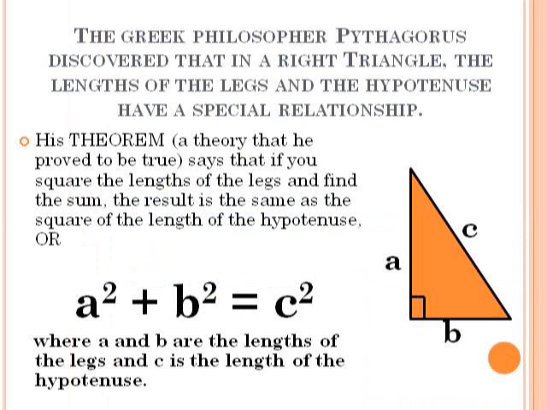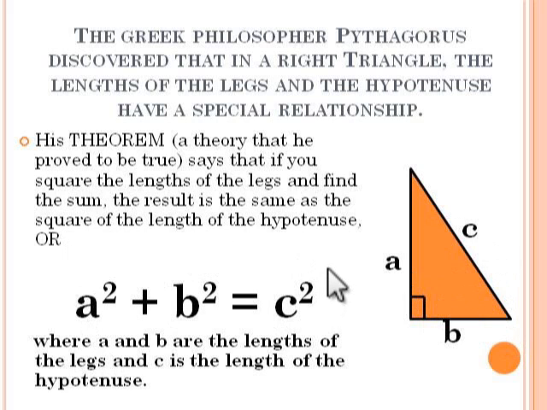Okay, so it says, the Greek philosopher Pythagoras discovered that in a right triangle, the lengths of the legs and the hypotenuse have a special relationship. You should know already what the legs and the hypotenuse of a right triangle are, because you had to know that from your shapes unit. So remember, the legs form the L in a right triangle, and the hypotenuse, the longest word, is the longest side, opposite the biggest angle. The right angle in a right triangle is the largest angle.